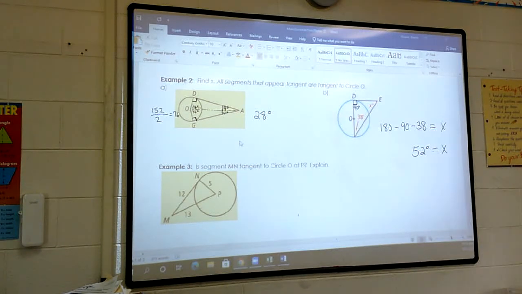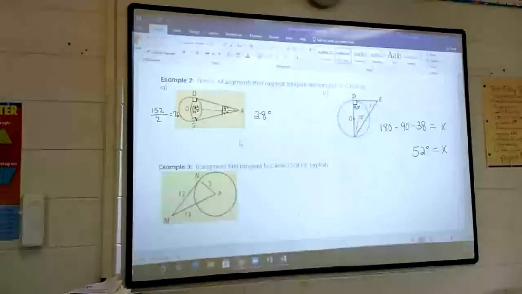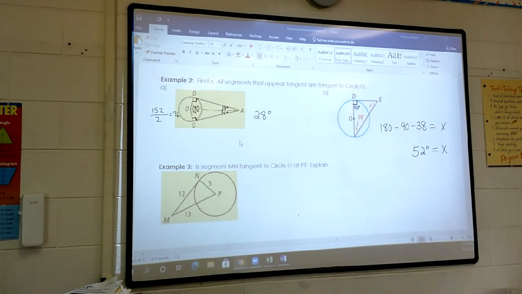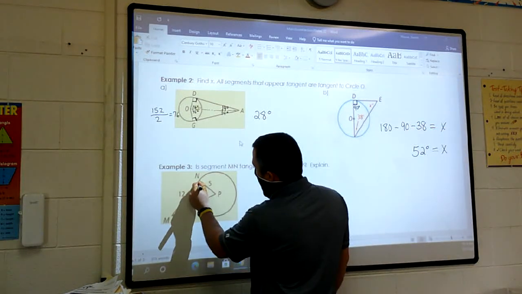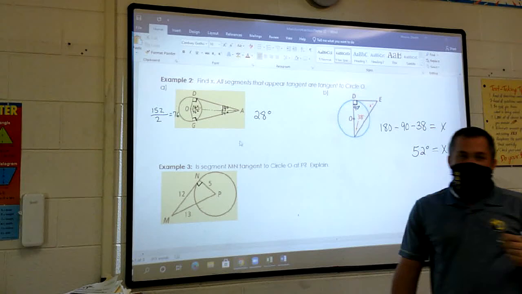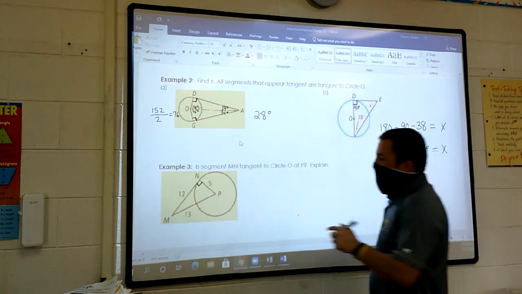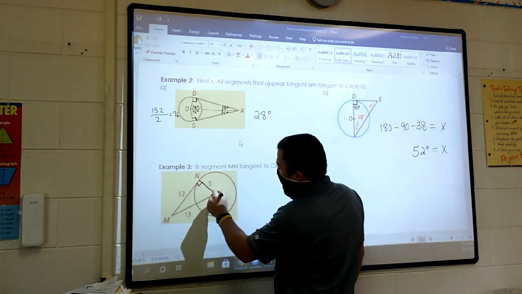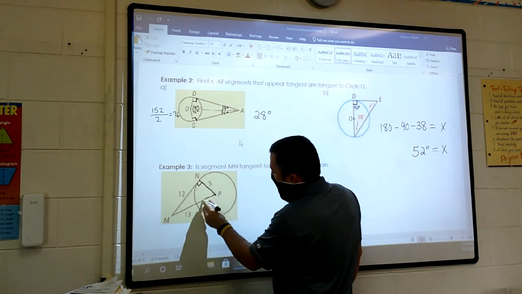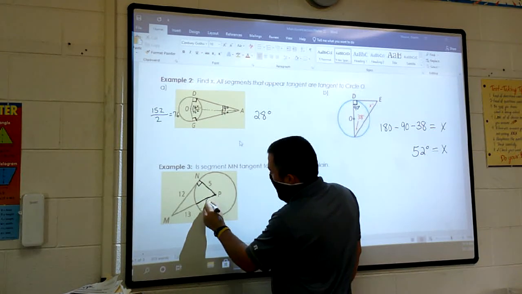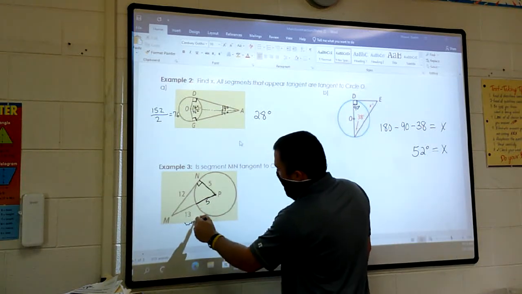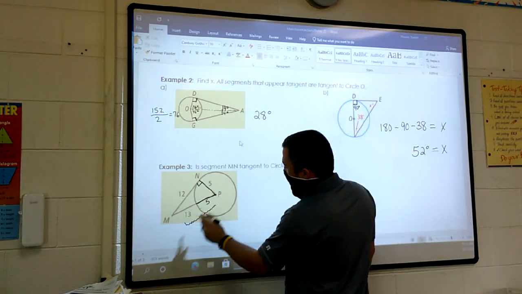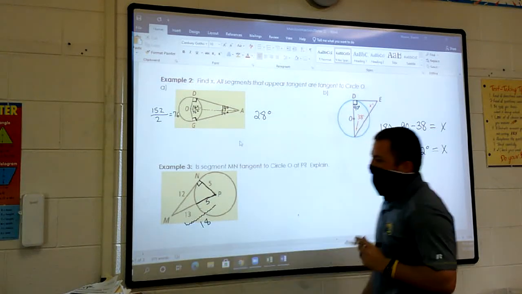Example 3 says, is segment MN tangent to circle O at P? Explain. So basically, we're trying to figure out if this works or not. Can we do the Pythagorean theorem or not? Okay? Because this should be a right angle. And if it's a right angle, we should be able to do the Pythagorean theorem. So this right here is 5. So what is this part right here? 5. Okay? So this whole side, the hypotenuse, is how long? 18. Right? So we have all three sides.